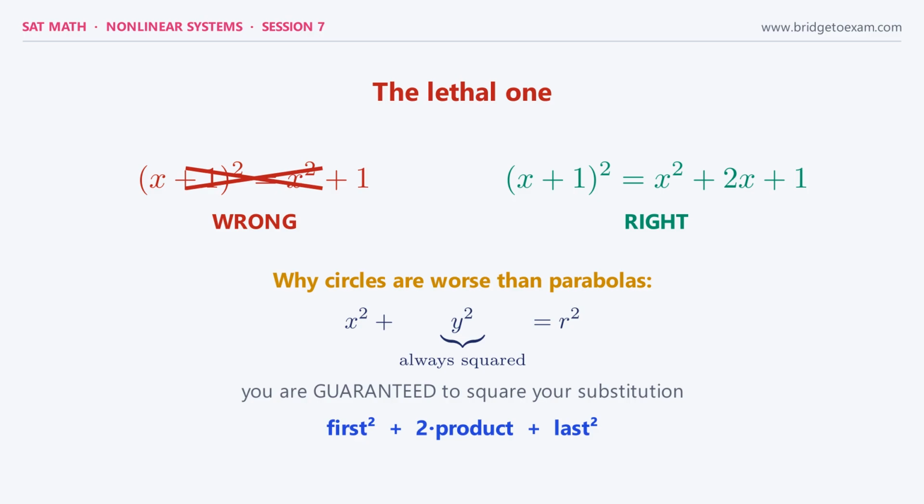And here's why this trap is worse with circles than with parabolas. The circle equation already has a y squared in it, so you are guaranteed to square your substitution. Every single time. With a parabola, you might get away with it. With a circle, you never will. So write the parentheses first, then expand deliberately. Say it out loud if you have to. First squared plus twice the product plus last squared.